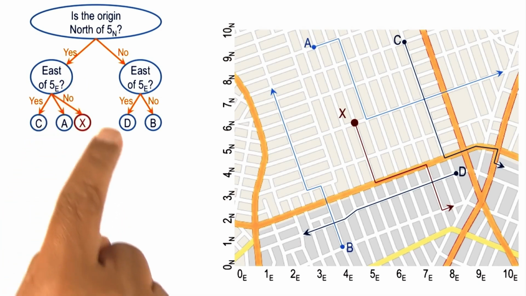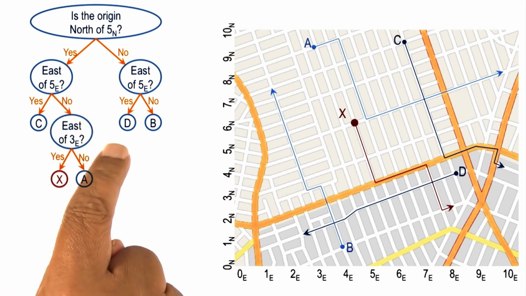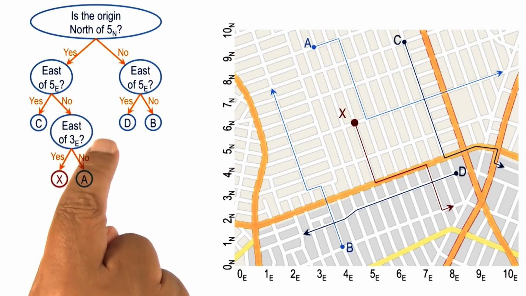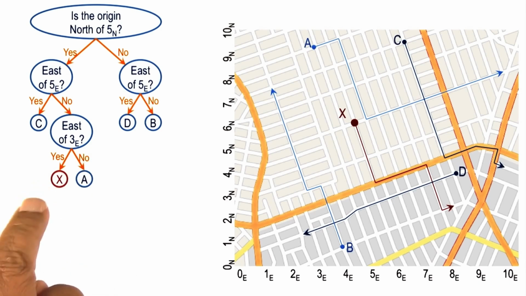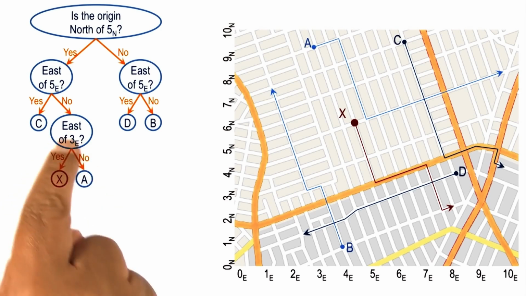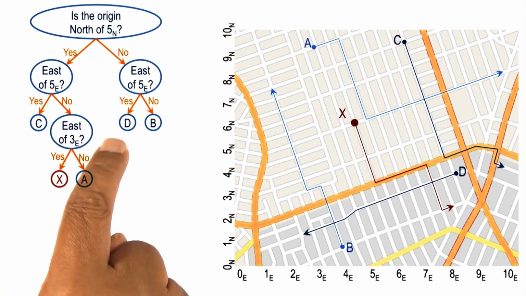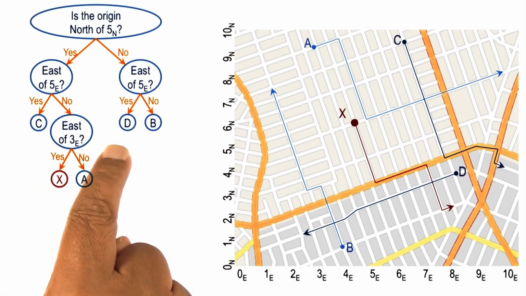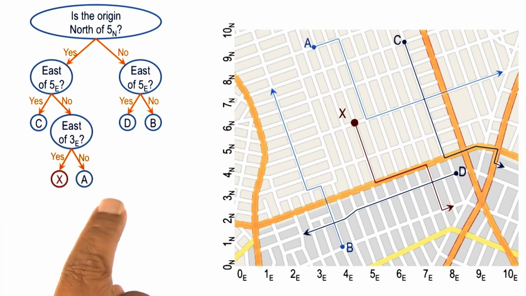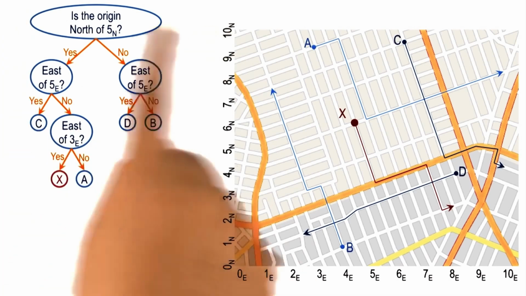So we'll add a new question here. Perhaps we can add a new question: is the origin east of 3e? In the case of X, the answer is yes. In the case of A, the answer is no. Thus, by adding the right node at the right place, we have found a way of discriminating between X and A. This now is a modified discrimination tree.